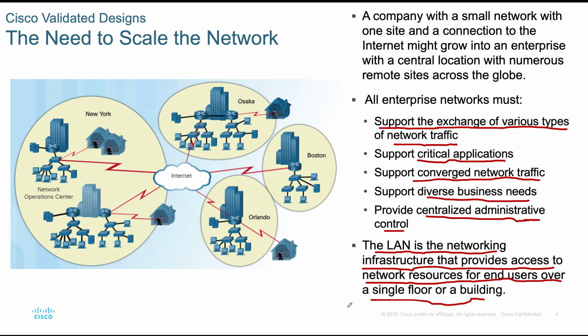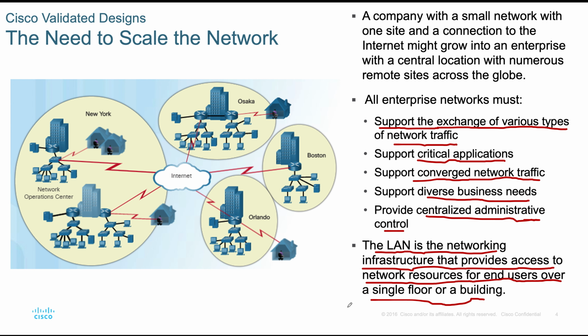Okay, so if you have an office in Kuala Lumpur, you should be able to design a network that can support all of this. An enterprise network must support the exchange of various types of network traffic. So the design of the network must be able to support the exchange of various types of network traffic, whether it's coming from the Osaka office, Kuala Lumpur office, Orlando office, Boston office, New York office, Lagos office, Johannesburg office, wherever your offices are located. Your enterprise network must be able to support that.